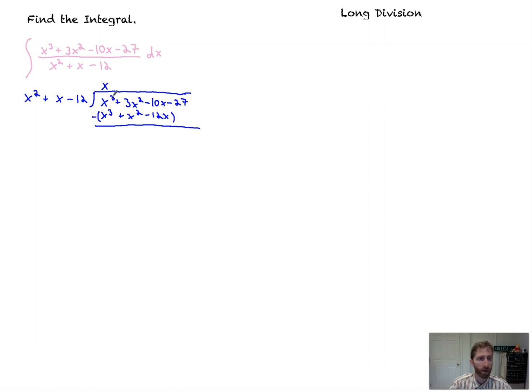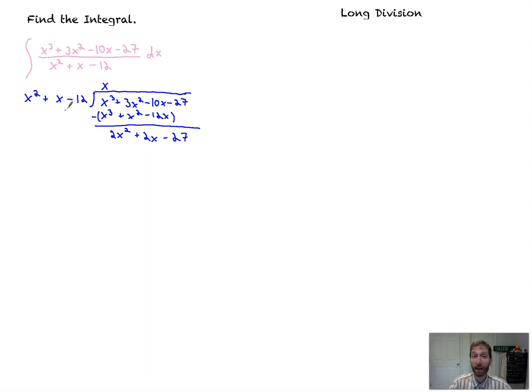And we'll get something down below here. The x cubes cancel. 3x squared minus x squared is 2x squared. Minus 10x minus a minus 12x is plus 2x. And minus 27 minus 0 is minus 27.